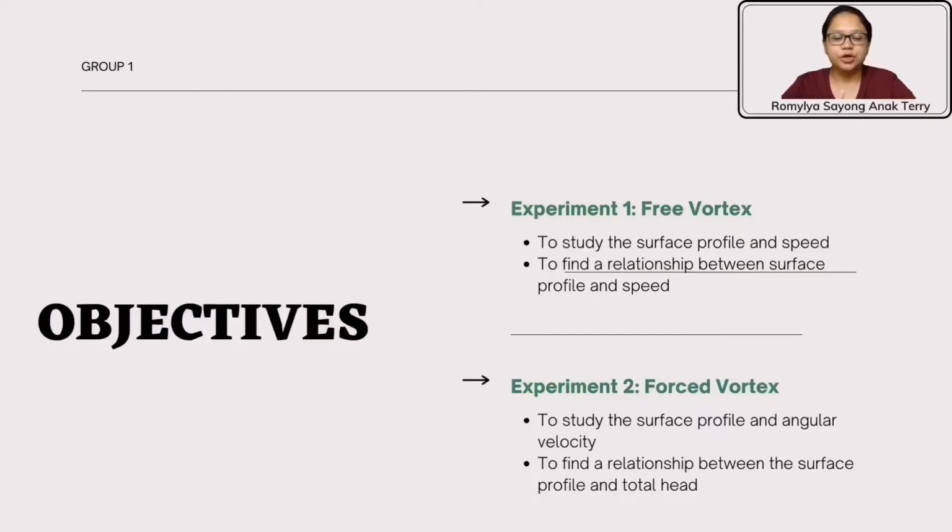So for the objective, free vortex and forced vortex both have different objectives. For experiment 1, which is free vortex, the objective is to study the surface profile and speed, and also to find a relationship between surface profile and speed. Next, for experiment 2, which is forced vortex, the objectives are to study the surface profile and angular velocity, and also to find a relationship between the surface profile and total head.